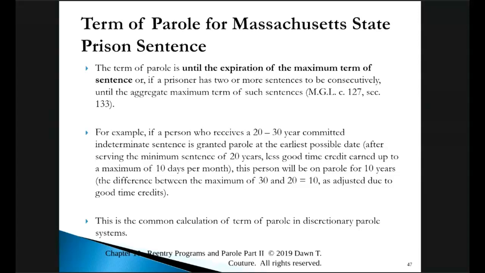So they would be eligible possibly for parole, I'm sorry, 20 to 30 years. I'm not worrying about calculating the good time credit. Whatever they are, they are. Once they get out, they would have the difference between 30 years, the length of the sentence, minus the 20 years less good time credits, or approximately 10 years to be on parole. Sorry, on parole.